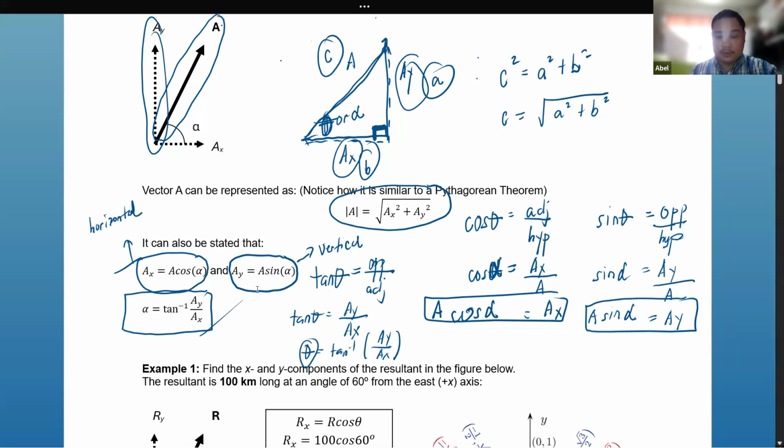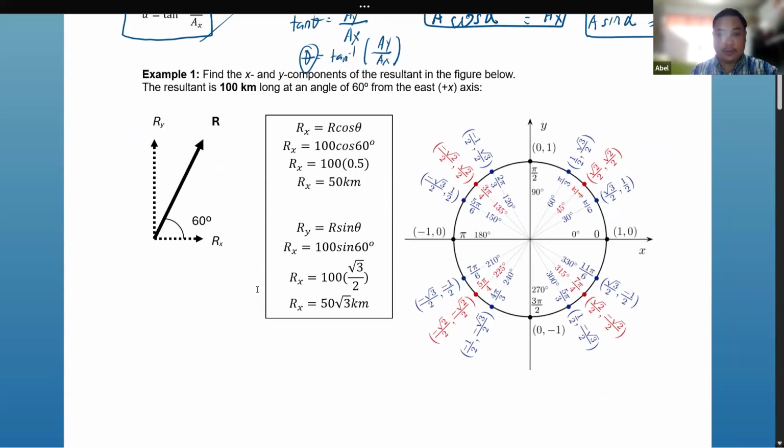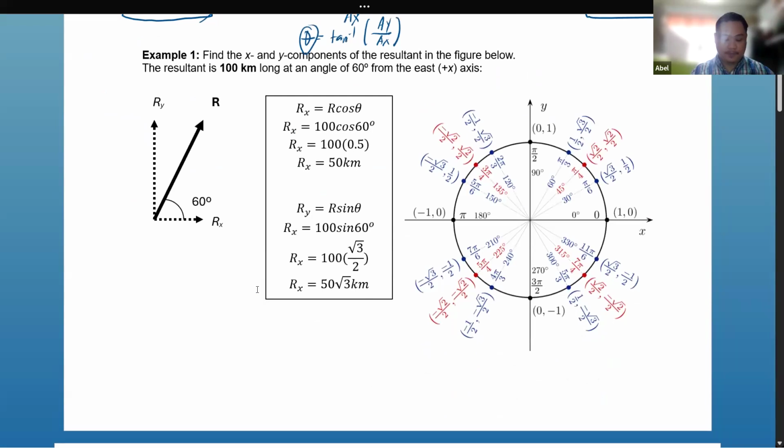Okay? Now, let's look at our example here. For us to better understand that, let's look at the example. Find the x and y components of the resultant in the figure below. The resultant is 100 kilometers long at an angle of 60 degrees from the positive x-axis. So this one is 60 degrees, and this one is 100.